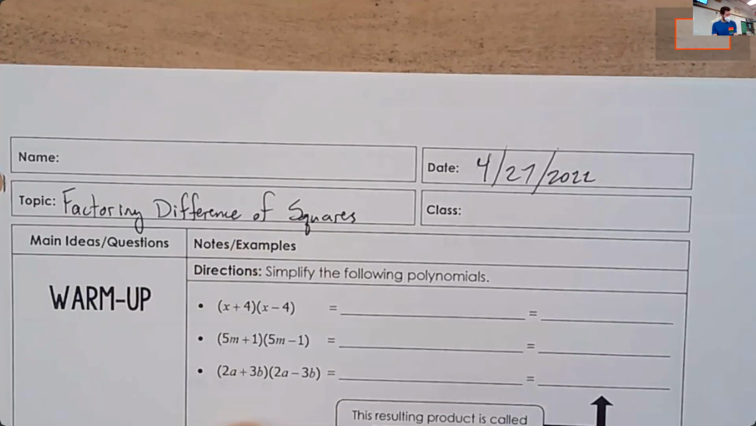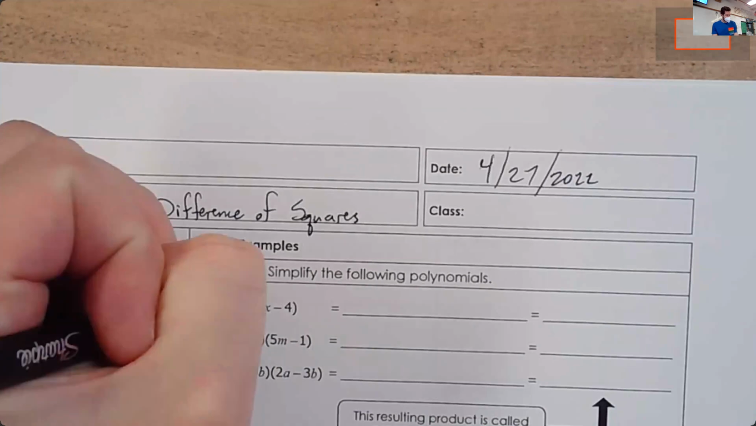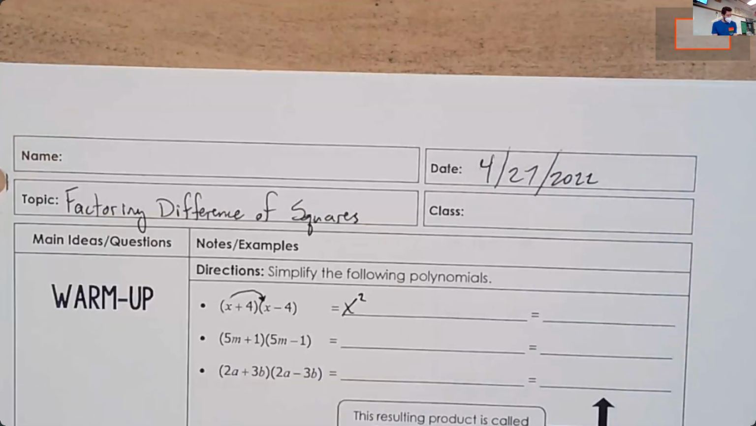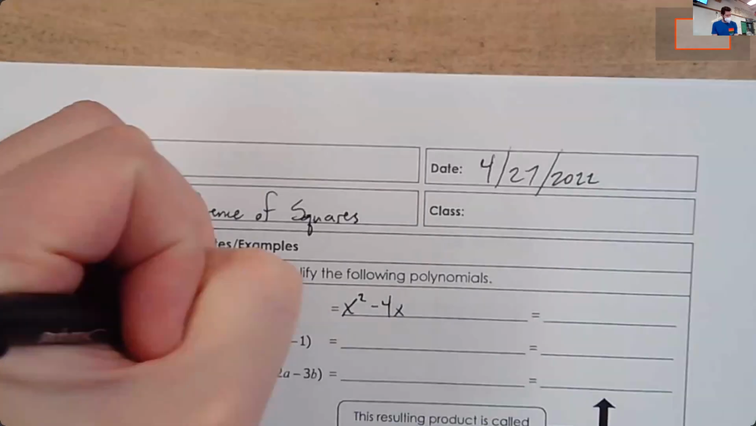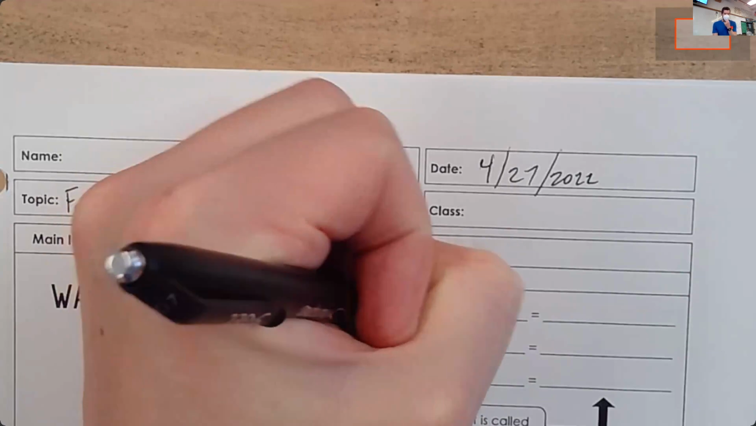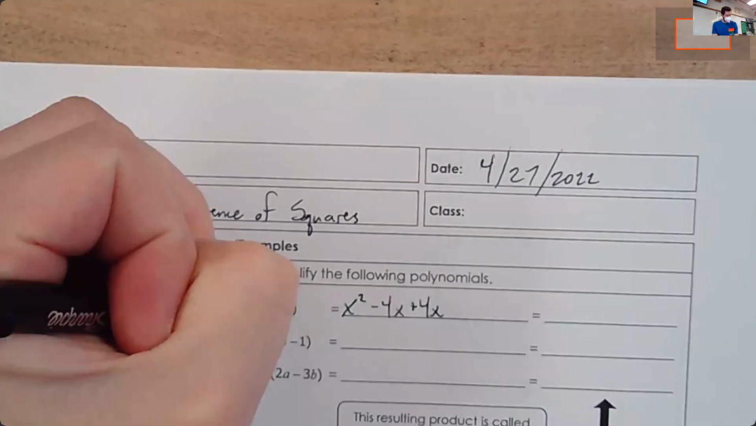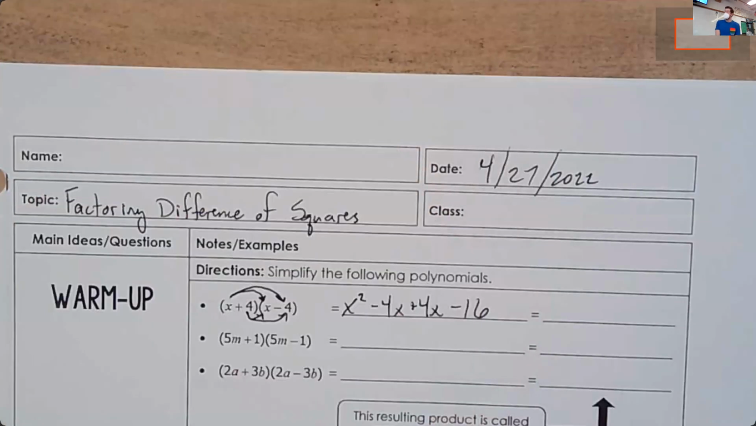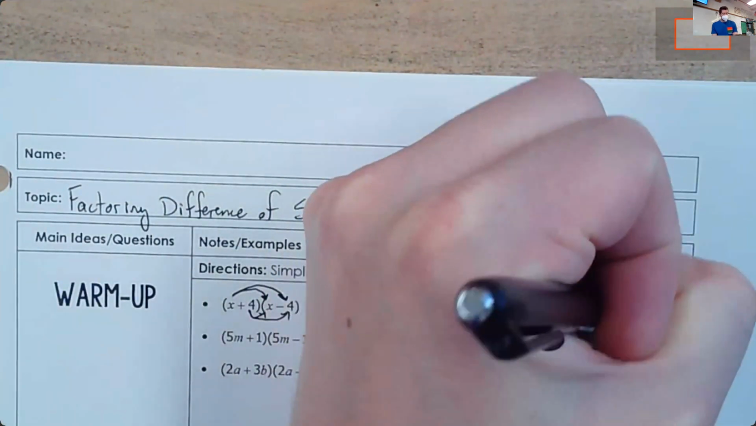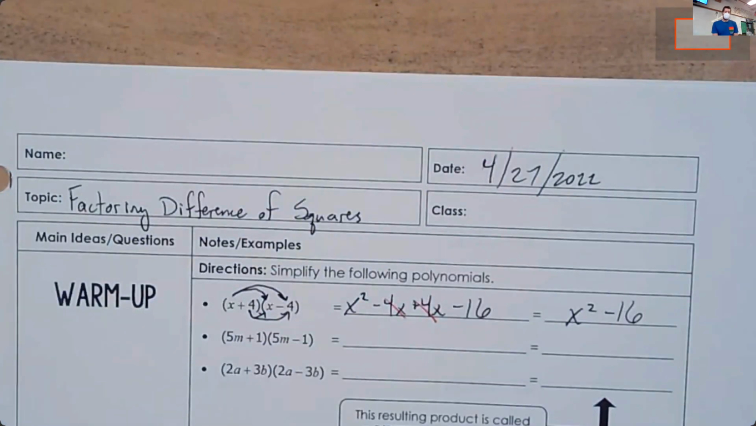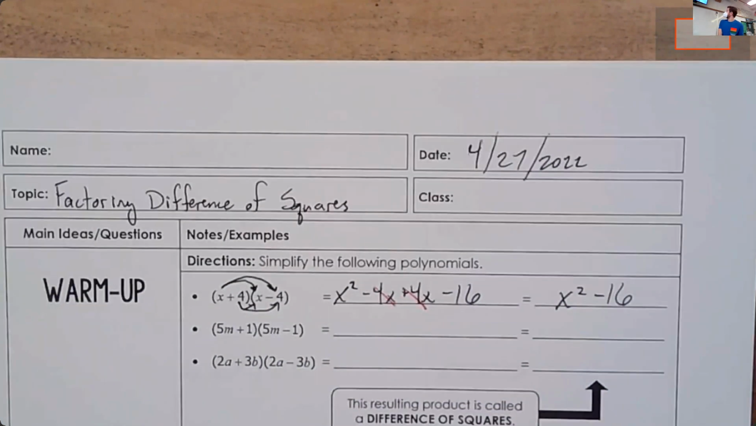First, outer, inner, last. So first times first on this first one, x times x is x squared. The outer would be x times -4, so minus 4x. The inner would be 4 times x, which would be plus 4x. And then the last would be 4 times -4, which is -16. If we put those together, the two terms in the middle cancel each other out, the -4x and the positive 4x, and we end up with x squared minus 16. So that's it for the first warm-up problem.